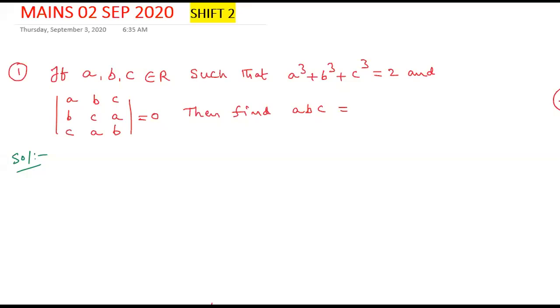Now, today I am going to discuss the JEE Mains 2nd September 2020, shift 2 questions. These are memory based questions.